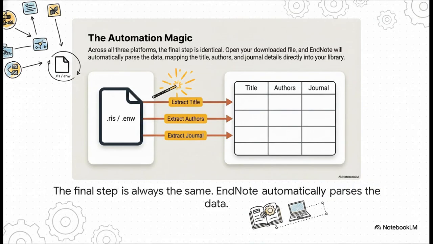So here's the most important takeaway. It doesn't matter if you started at Google Scholar, ScienceDirect, or Wiley. The end of the process is always the same. You open that tiny file you downloaded, and EndNote performs the magic. It instantly reads the file and pulls the title, authors, journal, all the details into all the right fields.